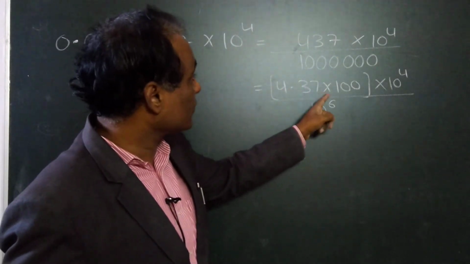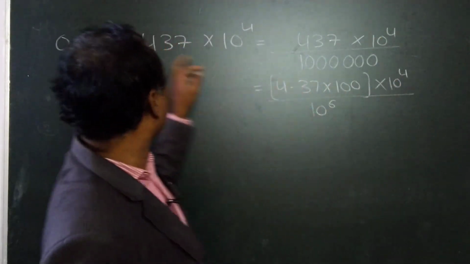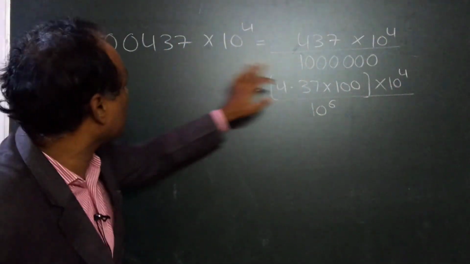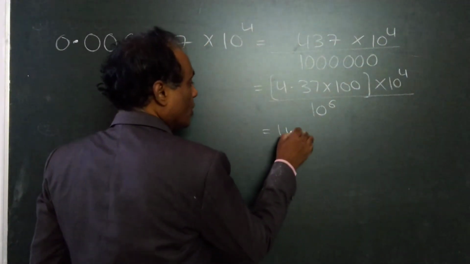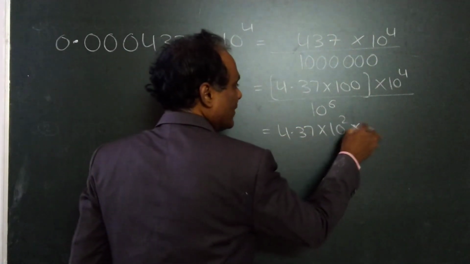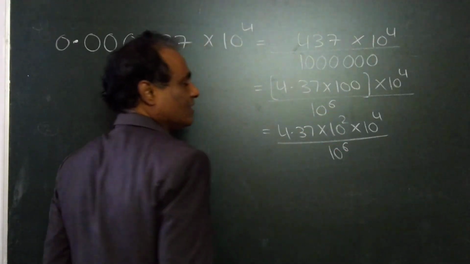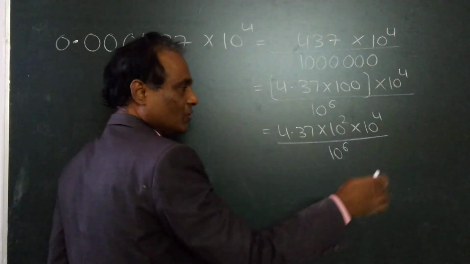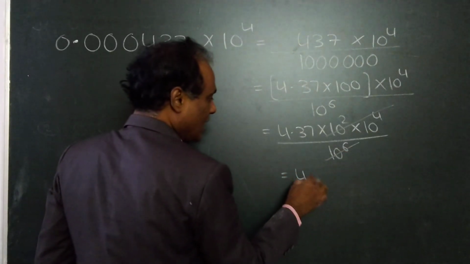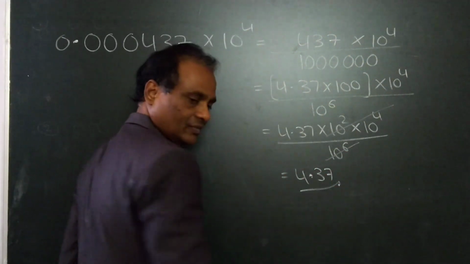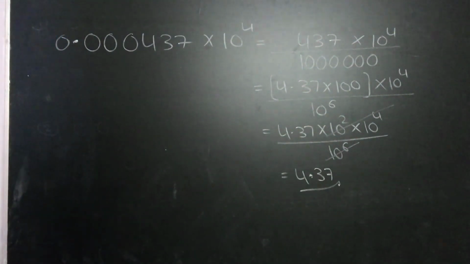437 gets minus 4.37 into 100 because after the decimal there are 2 digits, so 2 zeros. So this is same, and by removing the decimal we got 1 and we have to take 6 zeros to remove the decimal. So total 4.37 into 100 is 10 square, 10 to the power of 4 by 10 to the power of 6. 2 plus 4 is 6, 6 minus 6 is 0. So the 10 gets cancelled because 2 plus 4 is 6, 6 cancels. Answer is 4.37. Like this. So into 10 to the power of 0, only 4.37.